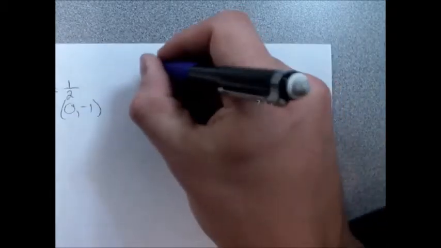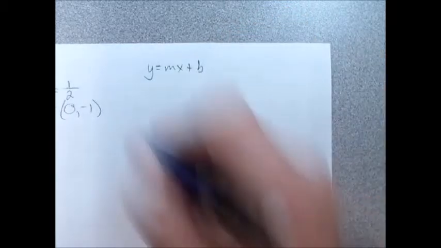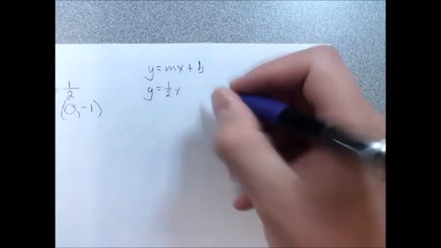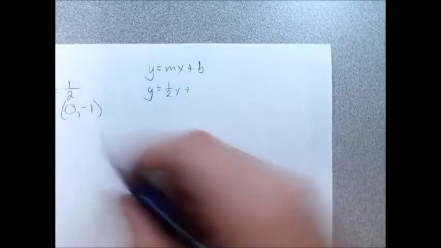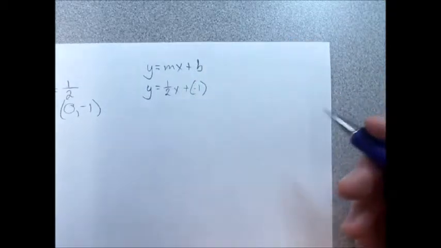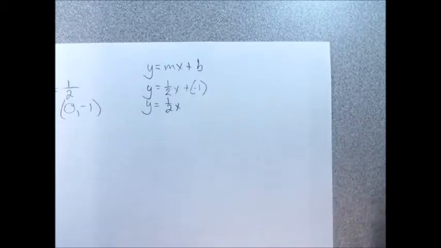Now when I go to write this down, y equals mx plus b, it's real simple. I just plug in the things that I know. I know m is 1/2, so 1/2 x plus my b, which is negative 1. Now I can't leave it like this. I need to correct something. So y equals 1/2 x. What do I need to correct?